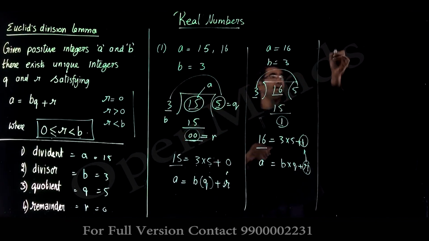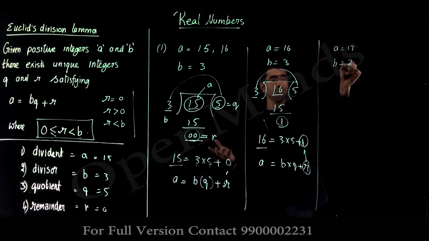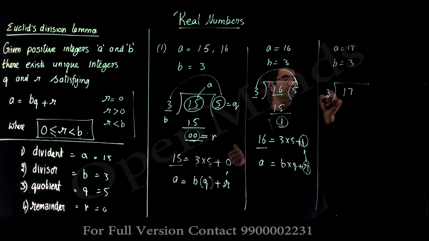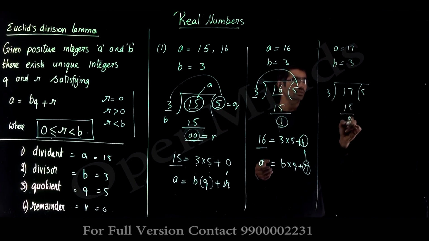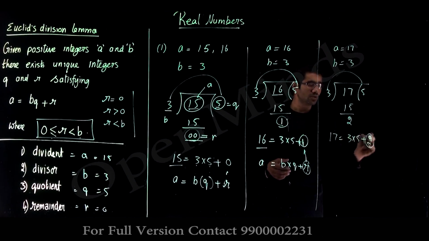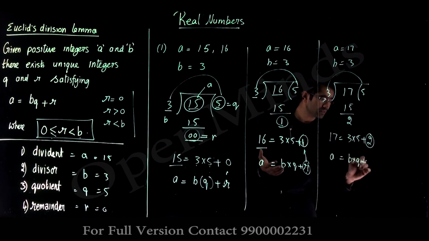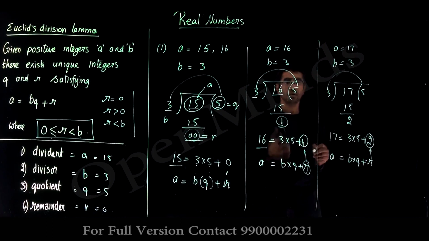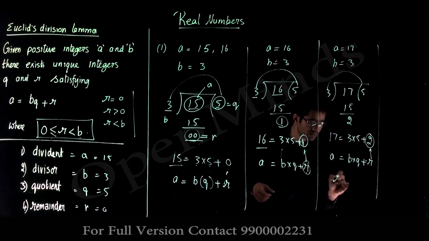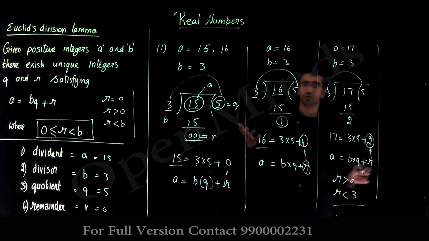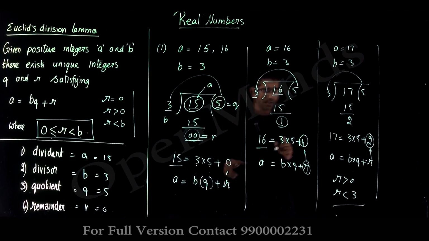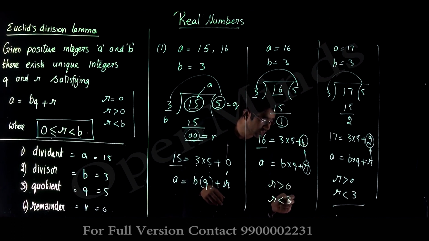So let me change a to 17 and check. b is anyway 3 for me. See what's happening again. I'm getting 17 divided by 3, I'll be a little fast now. 5 times gets 15, and you get a 2 here. So 17 is 3 times 5 plus 2. Look at this, what's happening to r? I can write a is equal to b times q plus r. Now I can see r is 2. Beautiful. Is r greater than 0? Yes. Is r less than 3? Yes. So in the first case we had r as 0, in the second case r was 1, and again r is greater than 0 and less than 3 in this case.